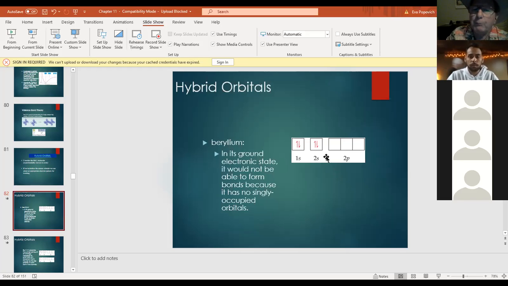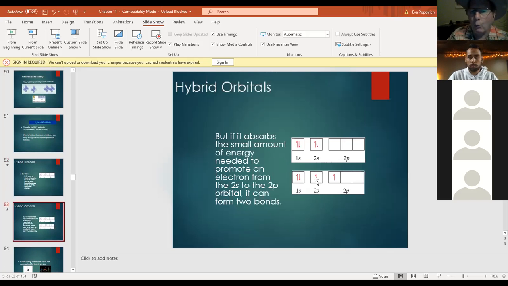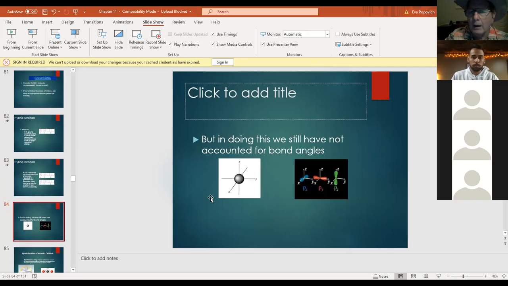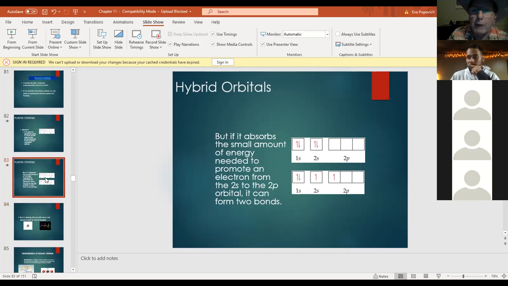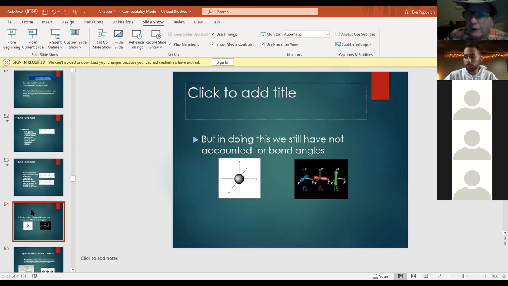But let's say we promote one of these electrons. We get beryllium around fluorine, and one of these electrons decides to go into the 2p so it can bond with fluorine. So we get a jumping. One of the electrons in the 2s orbital gets popped up to the 2p. But still, that would explain why BeF2 can exist, right? But we still haven't explained the bond angles.